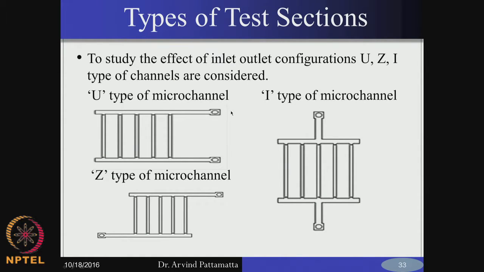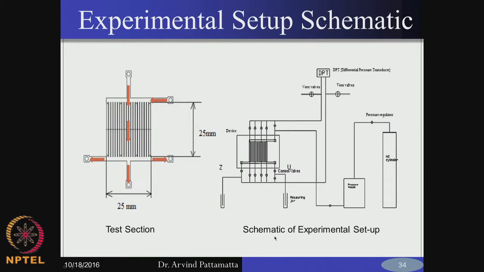Whereas if you talk about the U type, where is the maximum pressure drop? You have the minimum pressure here, and again you have a minimum pressure here. So you have the minimum pressure drop at this channel, whereas you have the maximum pressure here, you have the lowest pressure here. Therefore the maximum pressure drop will be here. So you have the maximum flow for this channel and the least flow here, and vice versa for the Z type.